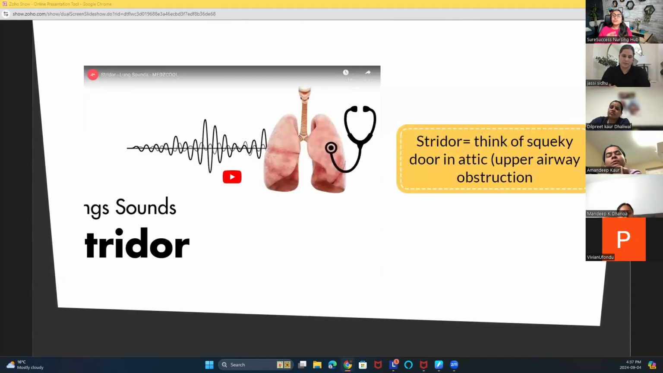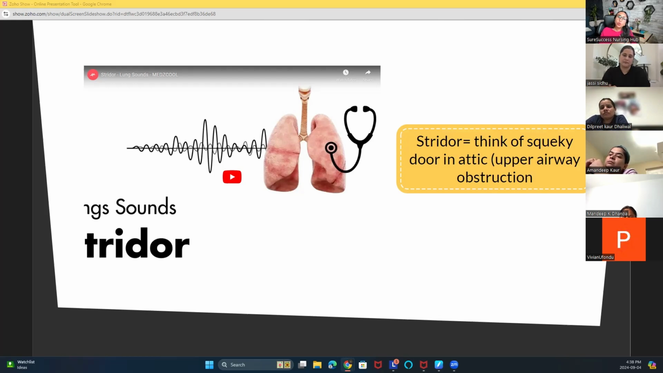Okay, now the most dangerous one is stridor. You can think of stridor as a kind of squeaky door. For example, if you're fond of horror movies, most of them have a scene where there is a door in the attic opening and closing, making a horror-like squeaky door sound. That sound, we call it stridor. It represents an obstruction in the upper airway. For example, you will hear this sound when somebody is choking.